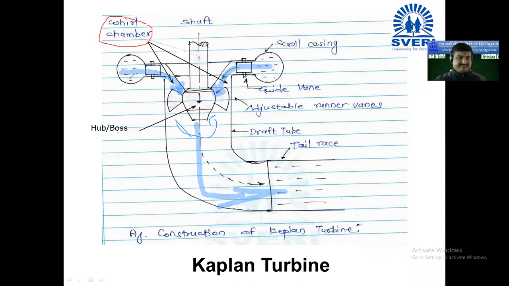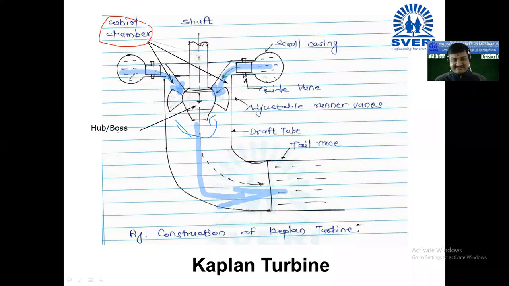but you will have to keep in your mind the function of the whirl chamber. The whirl chamber is the chamber where the whirl is generated, and the adjustable runner vanes on the lower side move. If the whirl chamber does not work properly, your runners will not work properly.